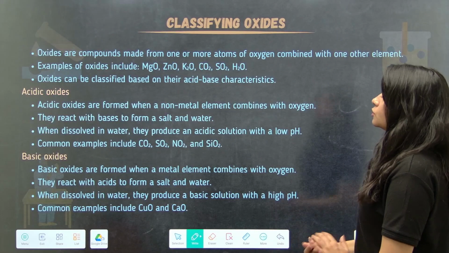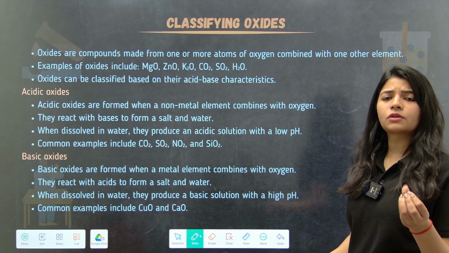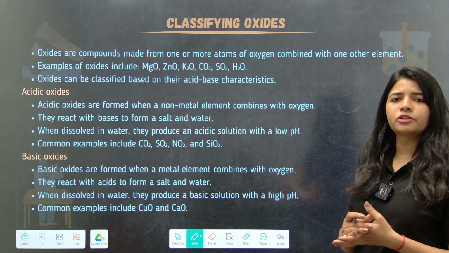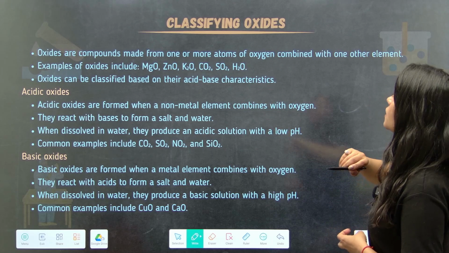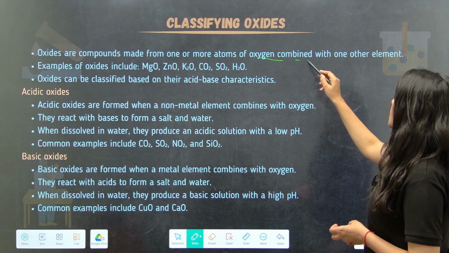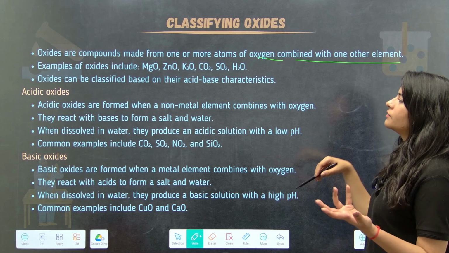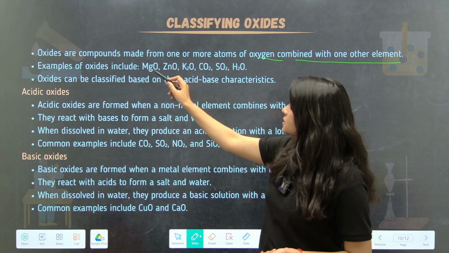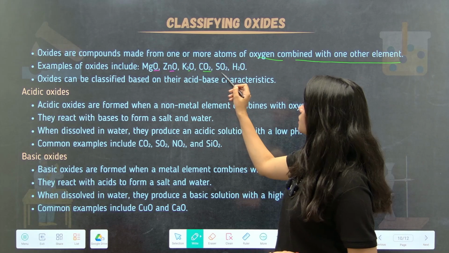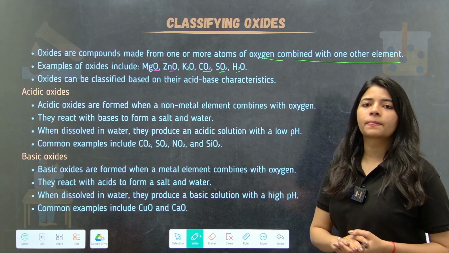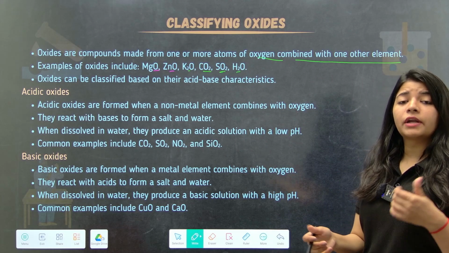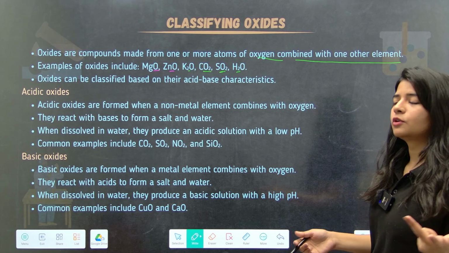Next, let's move on to classifying oxides. Now, what are oxides? Oxides are those compounds in which oxygen is combined. Oxides are compounds made from one or more atoms of oxygen combined with one other element, for example magnesium oxide, zinc oxide, potassium oxide, CO2 which is carbon dioxide, sulfur dioxide, and water. Oxides can be classified as acidic oxide, basic oxide, or amphoteric oxides.